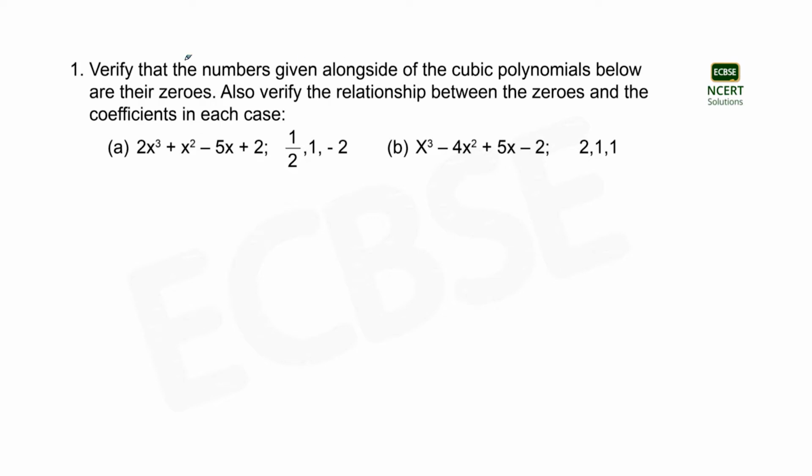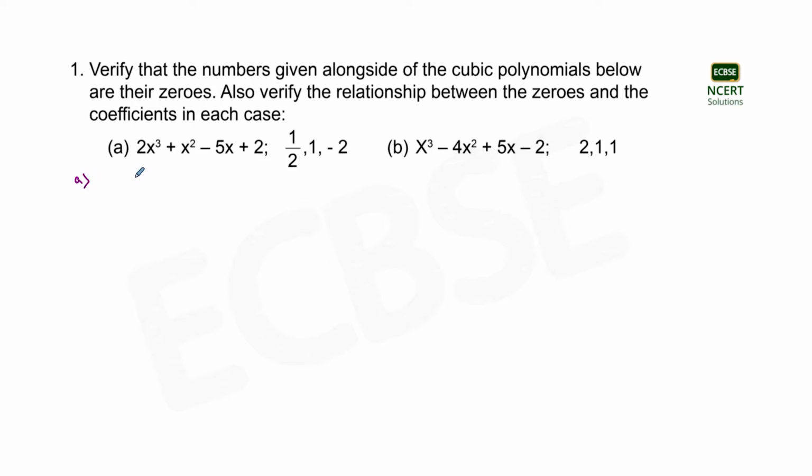Students, so here we are with question 1 of exercise 2.4 of the chapter Polynomials. The question is: verify that the numbers given alongside the cubic polynomials below are their zeros. Also verify the relationship between the zeros and the coefficients in each case. We have been provided with two parts, A and B. Now let us come to the first part, that is, part A.